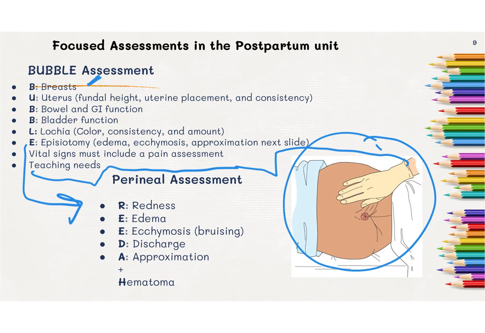And then what you're going to do is go ahead and take your hand and put it on the gluteus muscle and lift up a little bit so you can visualize the perineum. You're looking for any kind of redness, okay? Any kind of edema on the perineum, any kind of bruising on the perineum, perineal discharge. Now, again, this is not vaginal discharge.